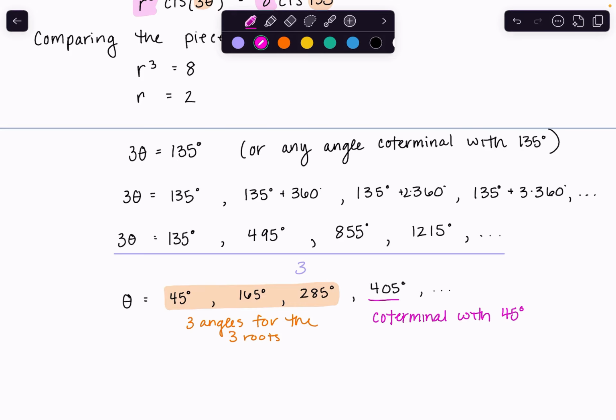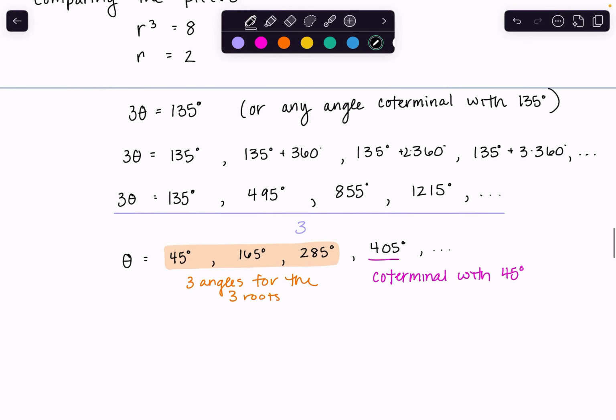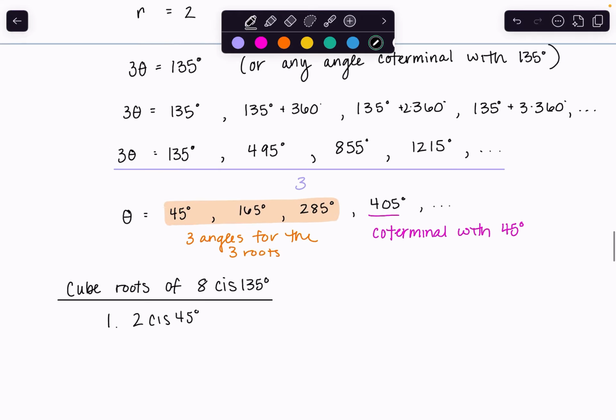So we have 3 cube roots of the number 8 cis 135 degrees. The first one is going to be 2 cis 45 degrees. The second one is going to be 2 cis 165 degrees. And the third one is going to be 2 cis 285 degrees.